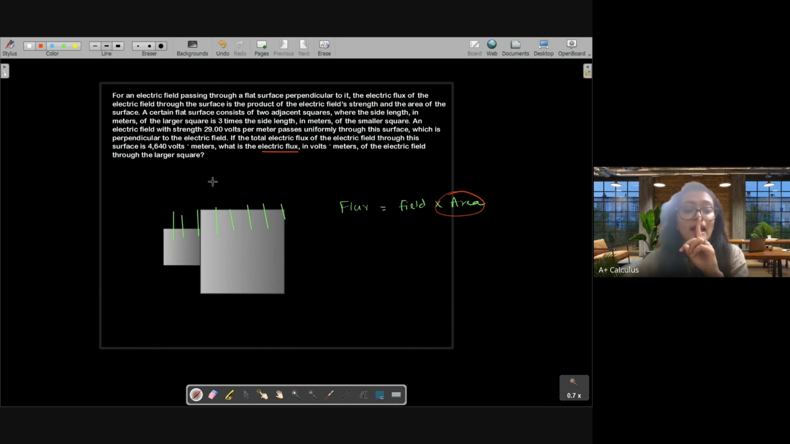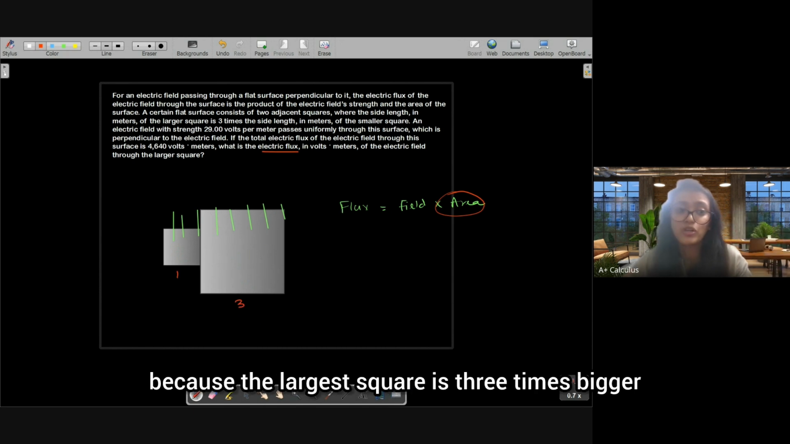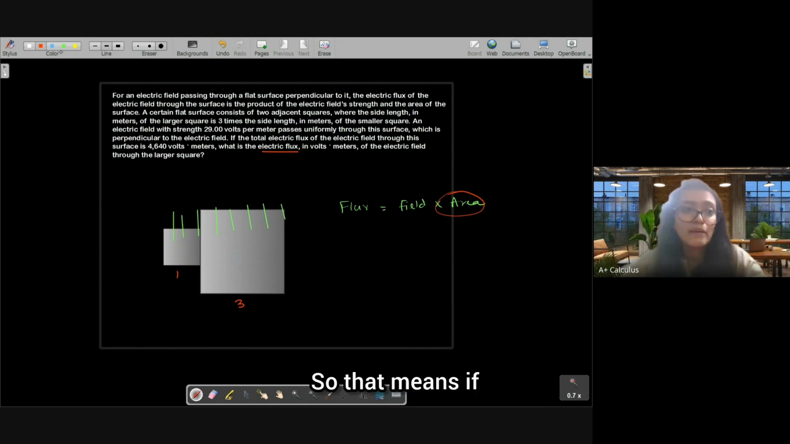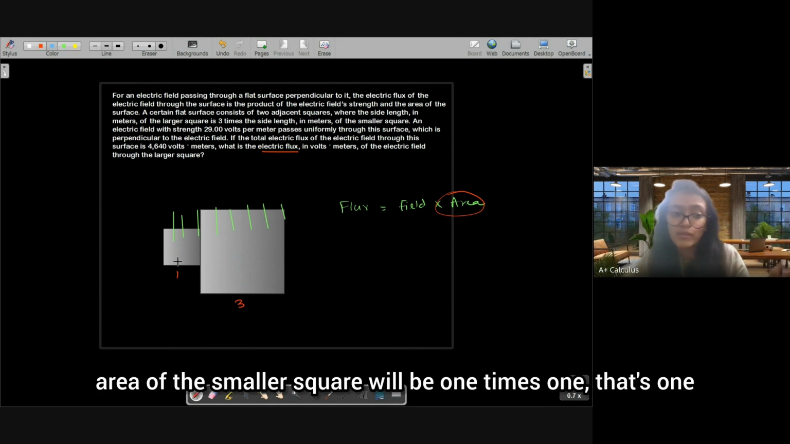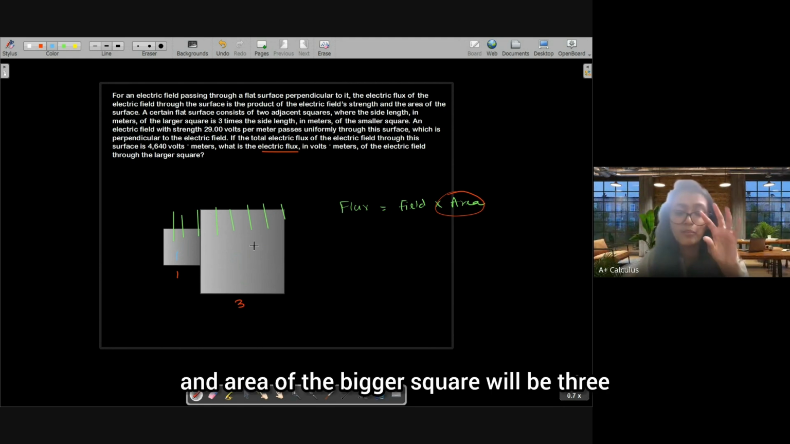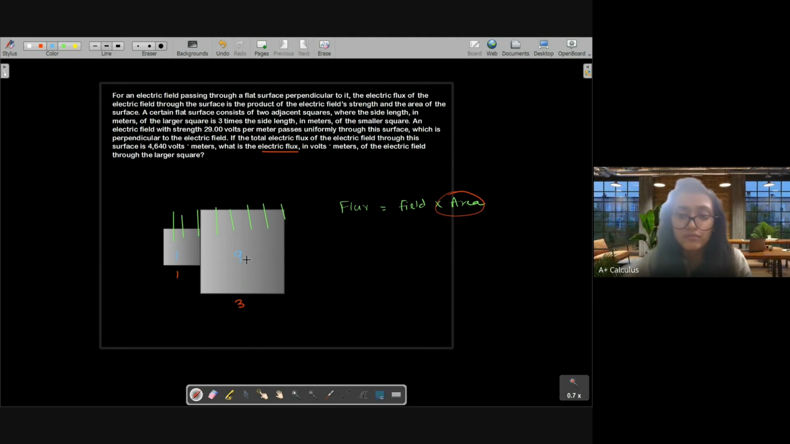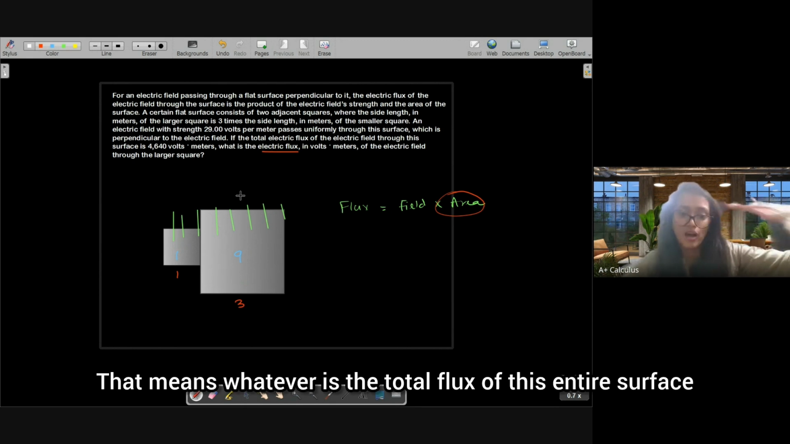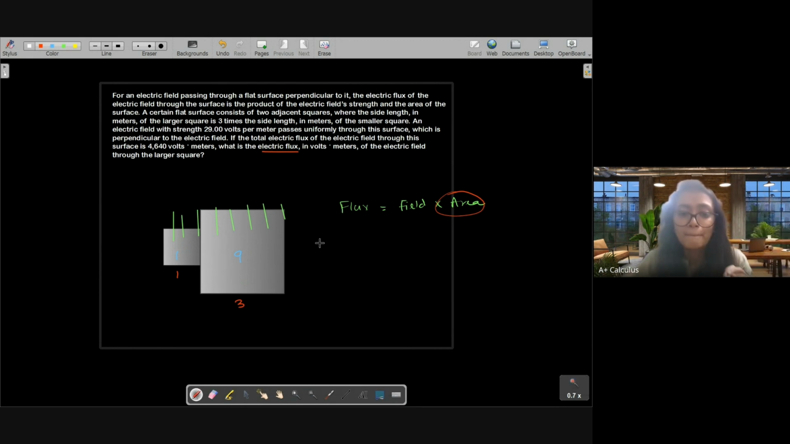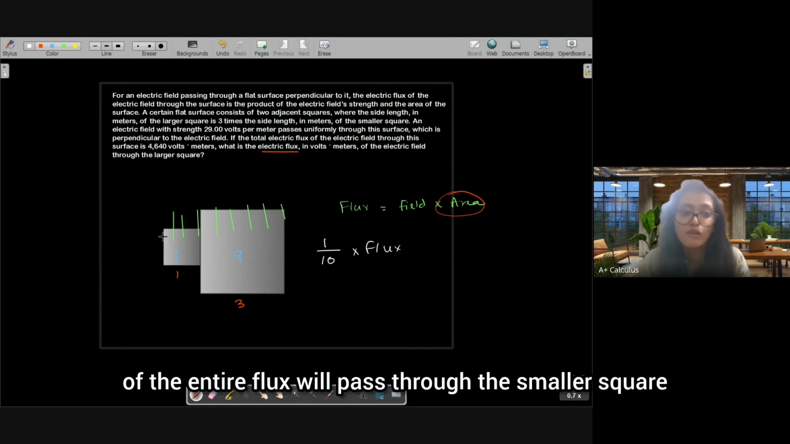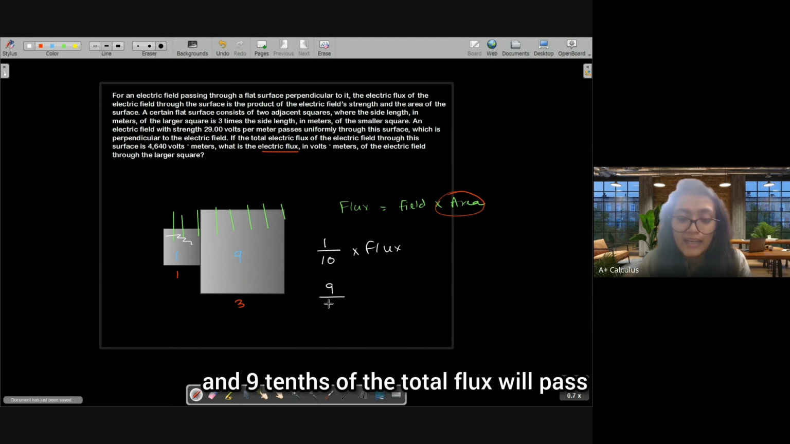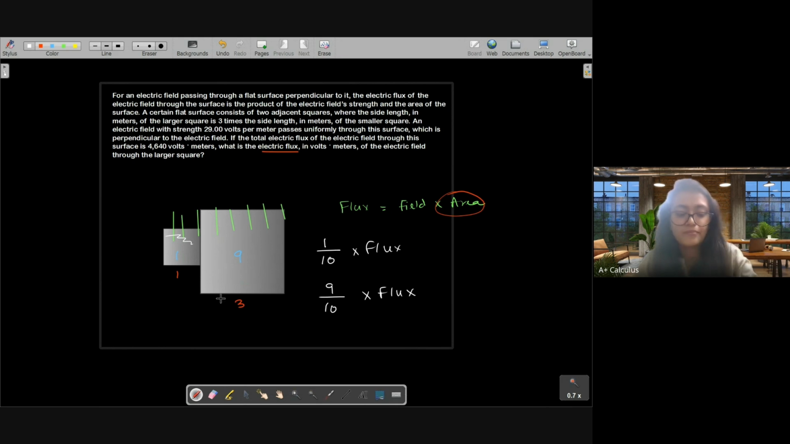If the side of the smaller square is 1 unit, let's say, that means the side of the larger square will be 3 units, because the larger square is 3 times bigger. So the area of the smaller square will be 1 times 1, that's 1, and the area of the bigger square will be 3 squared, that's 9. That means whatever is the total flux of this entire surface, only 1/10 of the entire flux will pass through the smaller square, and 9/10 of the total flux will pass through the larger square.